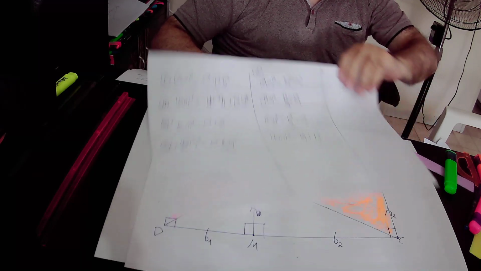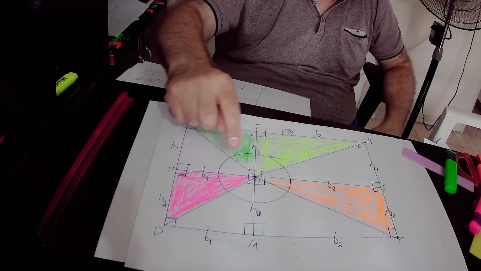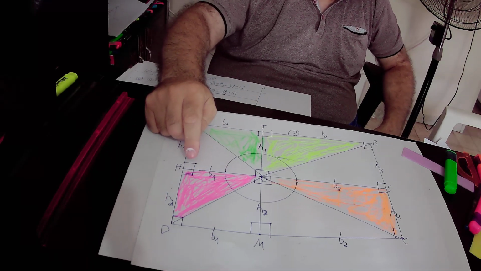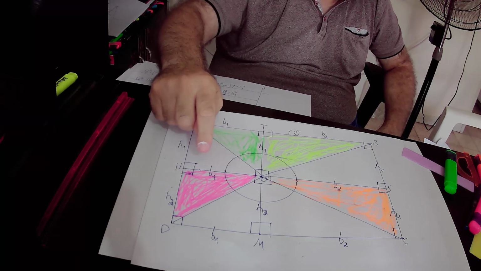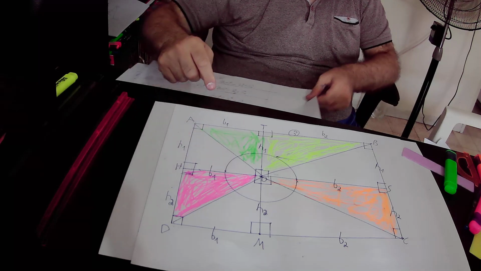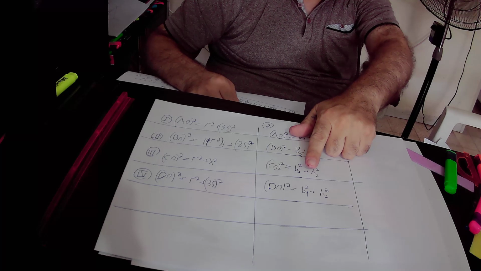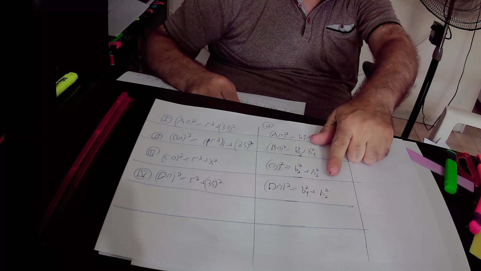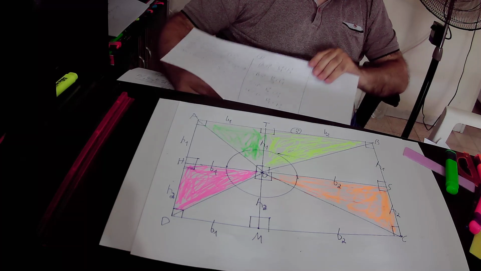And finally, we joined points O and D together by a straight line. In the pink triangle, triangle ODH, according to the Pythagoras theorem, DO square equals B1 square plus H2 square. Again, in the pink triangle DOH, DO square equals B1 square plus H2 square.